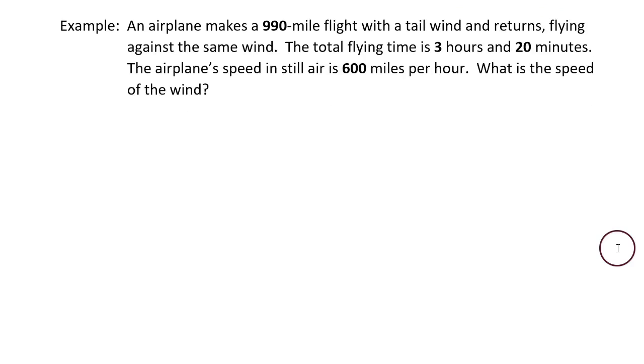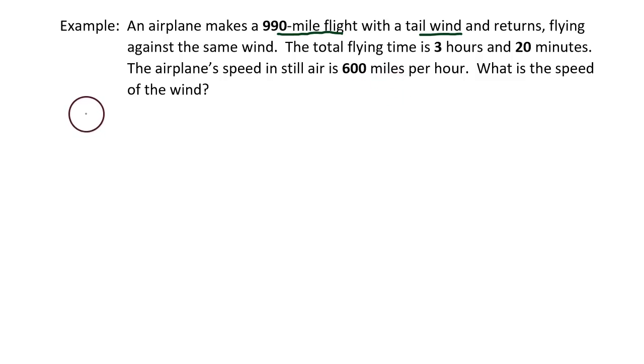Let's try one more example. An airplane makes a 990-mile flight with a tailwind, and it returns flying against that wind. The total flying time is 3 hours and 20 minutes. The airplane's speed in still air is 600 miles per hour. What is the wind's speed?